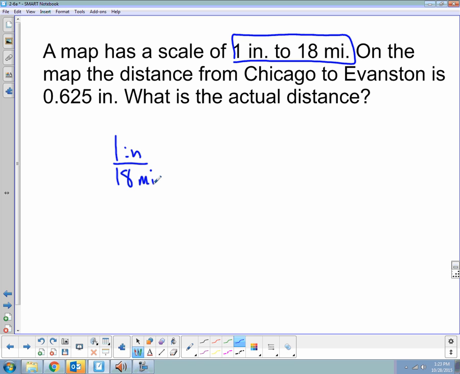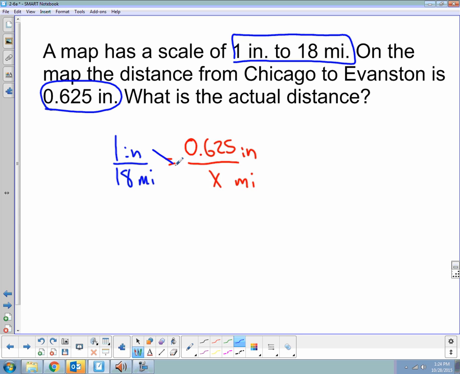So I know that on the map, we've got 0.625 inches. If I look at my rate here, the inches is in the numerator. So when I set up my second proportion, I know that 1 inch is the same as 18 miles. I want to know what 0.625 inches is in miles. So my question is, how many miles is that? By setting up the proportion, I have a way of solving this. I have a way of figuring it out.